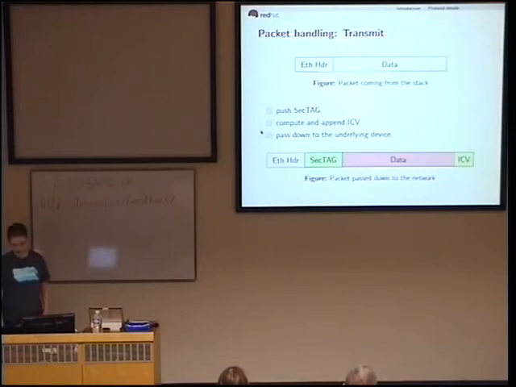Now, how packets are handled. When you transmit a packet, you've got your Ethernet header and data coming from the network stack on your machine, and you push a SecTag at the beginning, like you do with a VLAN. Then you compute and append the ICV for the packet, and you pass it down to the underlying device, say your normal network.